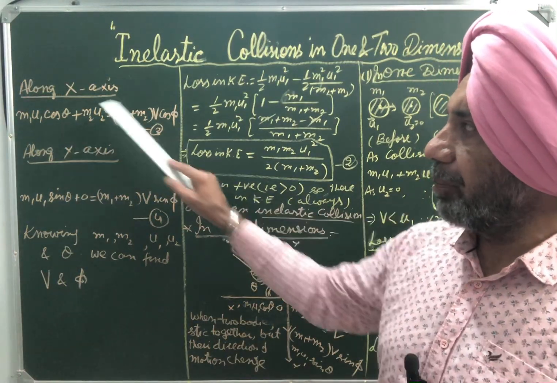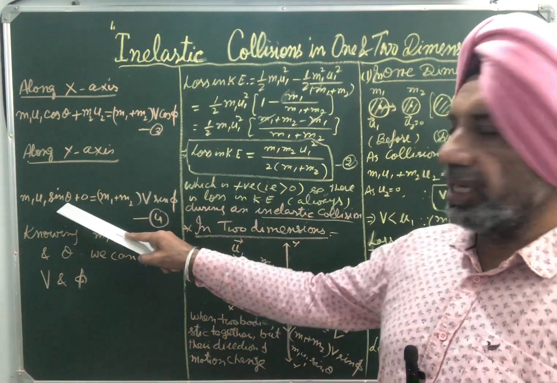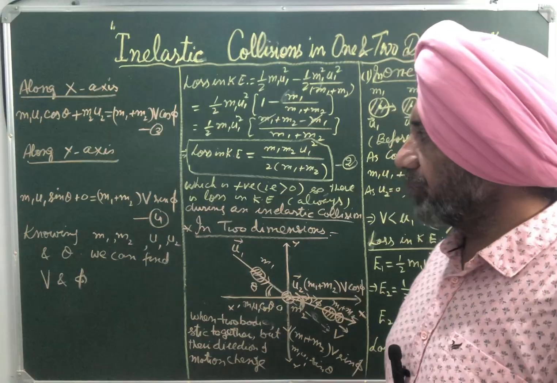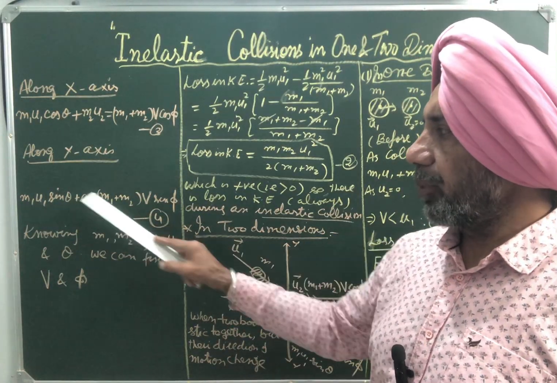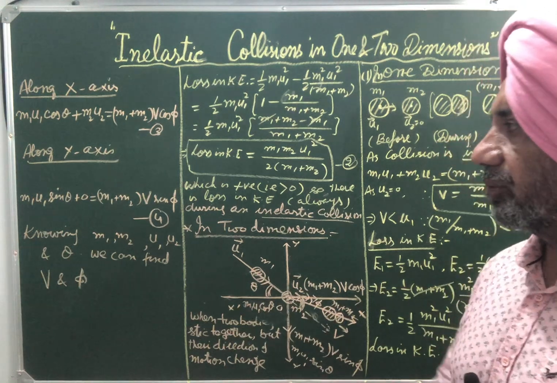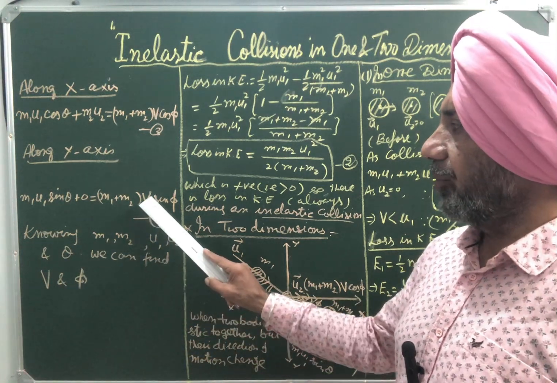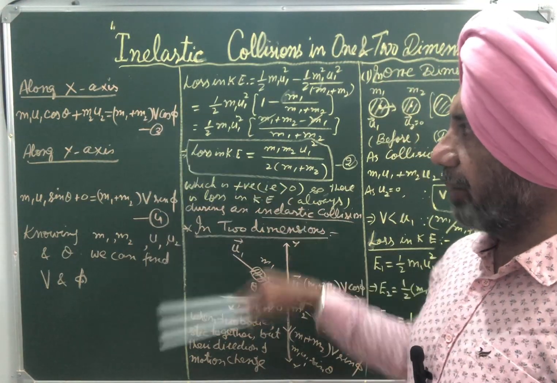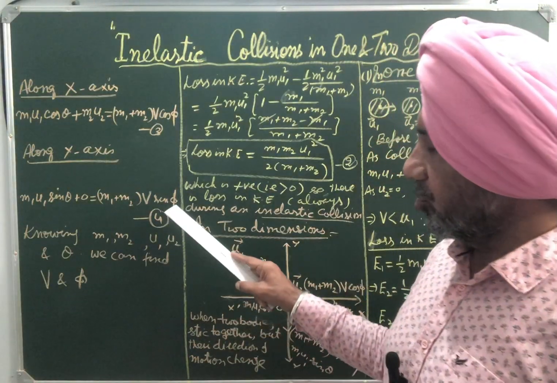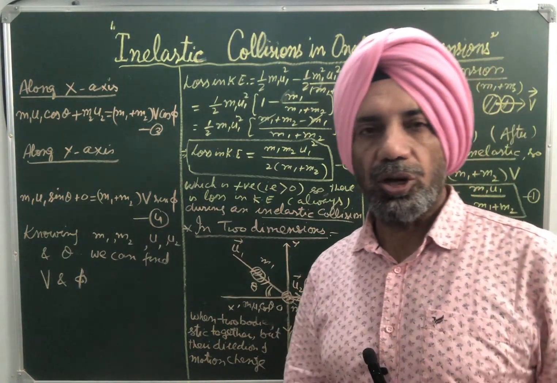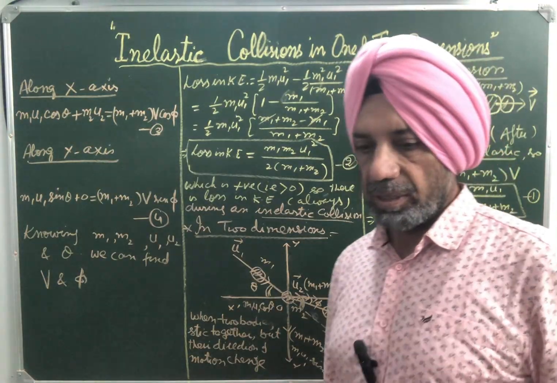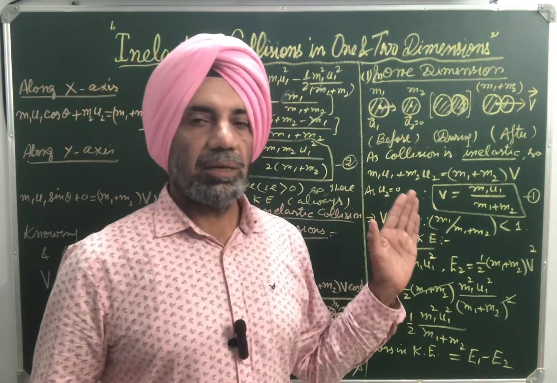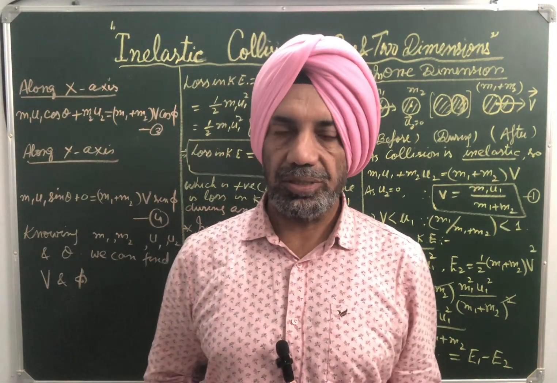So knowing masses m1 m2, u1, u2 and the initial angle theta, we can find v and phi from these two equations by dividing them, and we will get tan phi, so we will get phi. Using the value of phi in any equation we can find the velocity of combination after inelastic collision. So this is all about inelastic collision in one dimension as well as in two dimensions.